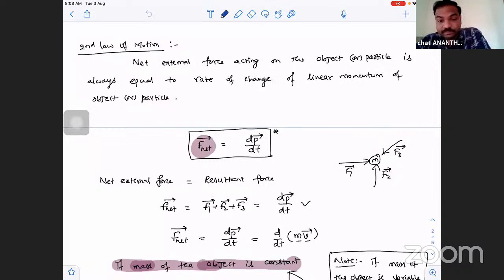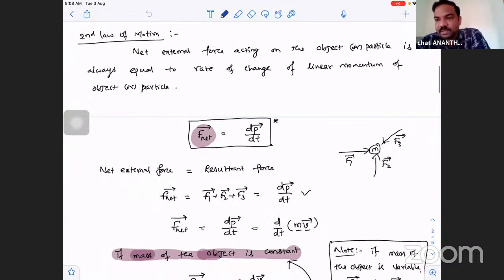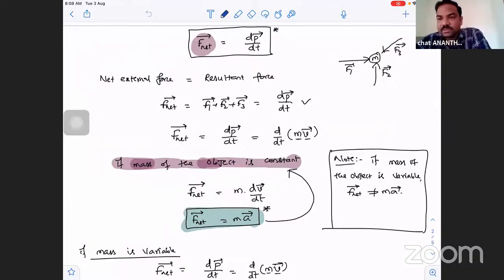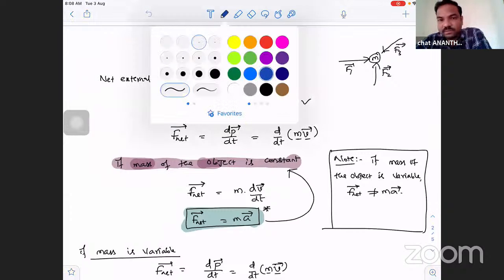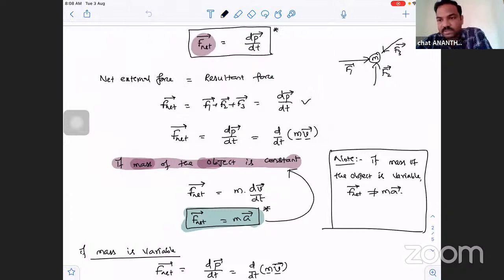dp bar is m into v bar. It's a derivative part now. So that's the derivatives we discussed. I told you, everybody has to learn the derivatives. If you don't have good knowledge in mathematics, you will have trouble in physics, no doubt. So d by dt of m into v bar.